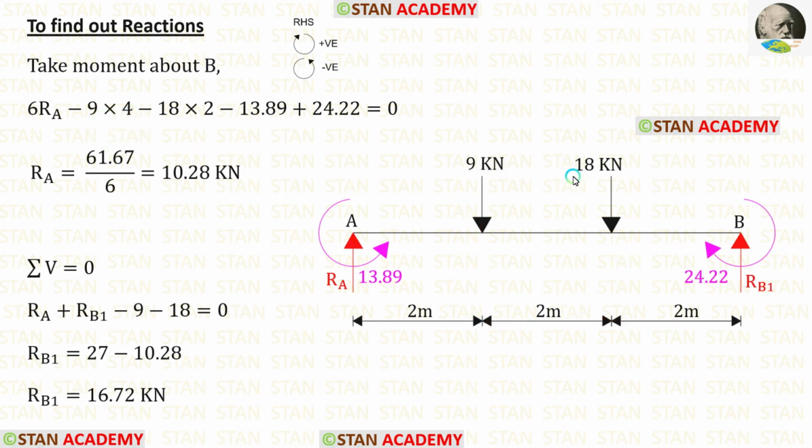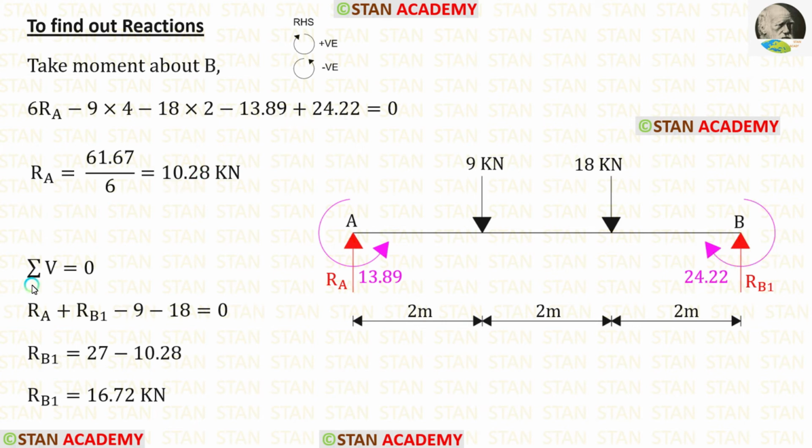The point load 18 kN is acting in the anticlockwise direction. So that will be negative and the distance is 2. This moment is acting in the anticlockwise direction, so that will be negative. And this moment is acting in the clockwise direction, so that will be positive. Finally, for RA, we are getting 10.28 kN.